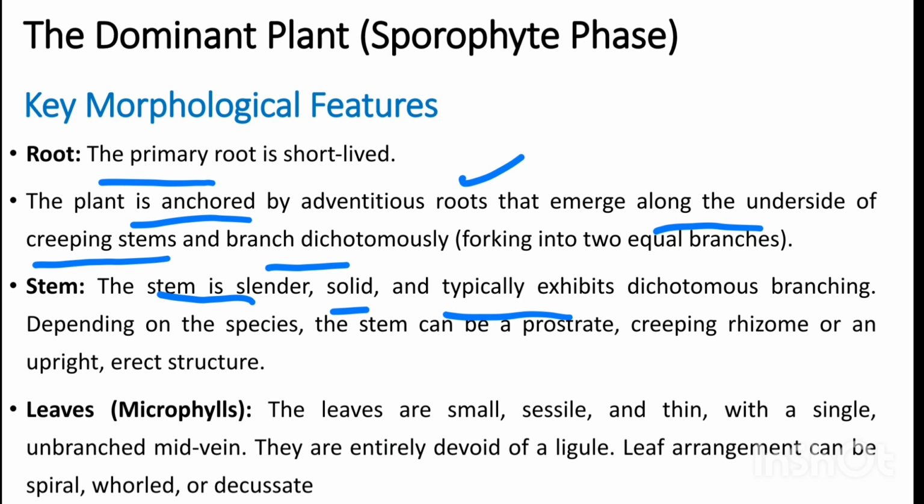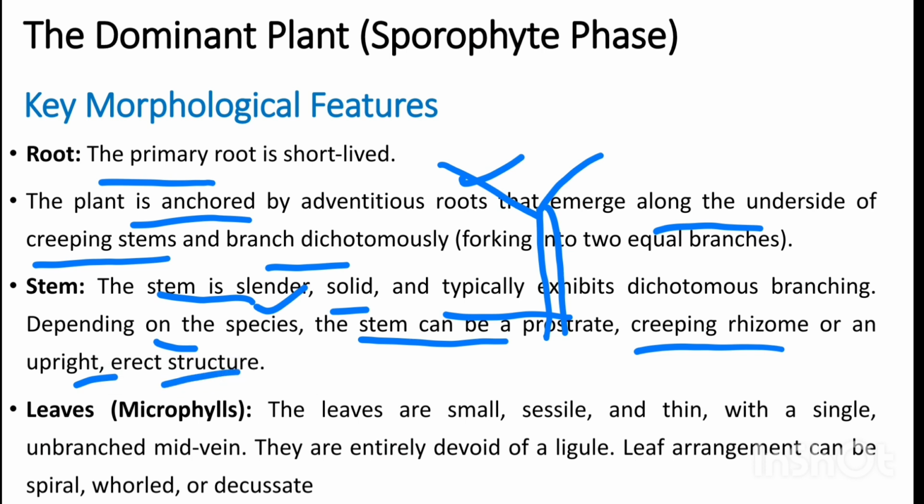That means two branches are formed from one, as a result of dichotomy. From one stem, two branches arise like this, dichotomously branched. Depending on the species, because many species belong to the genus Lycopodium, the stem can be prostrate, that means a horizontally creeping rhizome, or upright or erect like this.